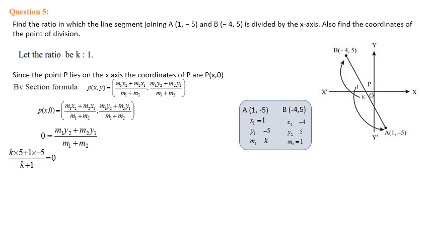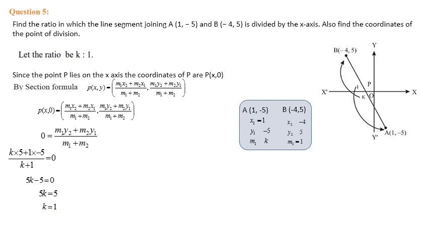Now substitute: m1 is k, y2 is 5, so k into 5, plus m2 y1, where m2 is 1 and y1 is minus 5, so 1 into minus 5, divided by m1 plus m2, that is k plus 1, equal to 0. Calculating, 5k minus 5 equals (k + 1) into 0, by cross multiplication, which is 0. Bringing to the right side, 5k = 5, so k = 5/5 = 1.